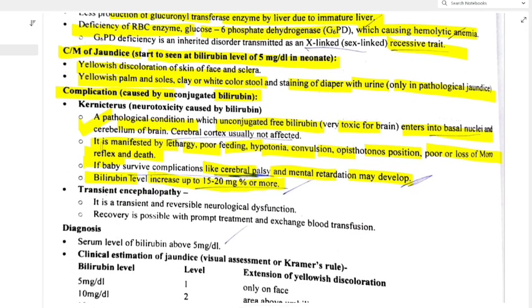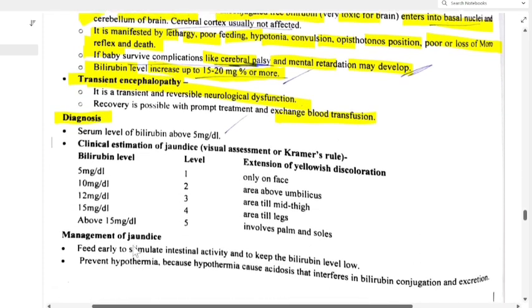What is that? It is a transient and reversible neurological dysfunction, and recovery is possible with prompt treatment and exchange blood transfusion. So what is transient? It is a reversible neurological dysfunction. Recovery is possible with prompt treatment and exchange blood transfusion. Hope it is clear. Now comes to diagnosis.